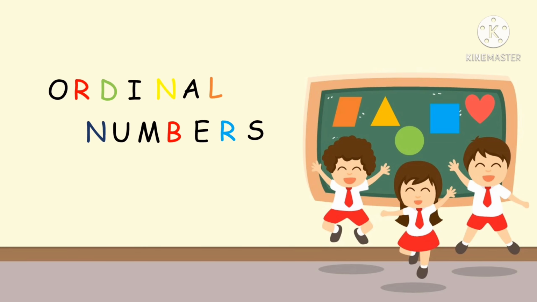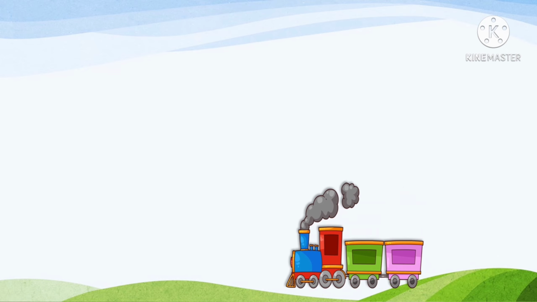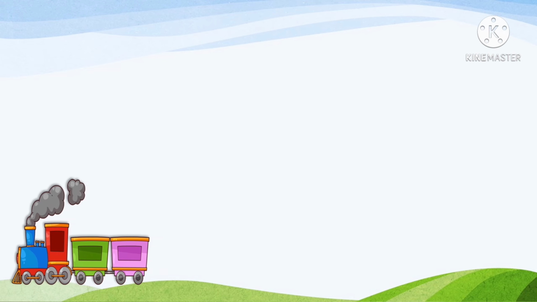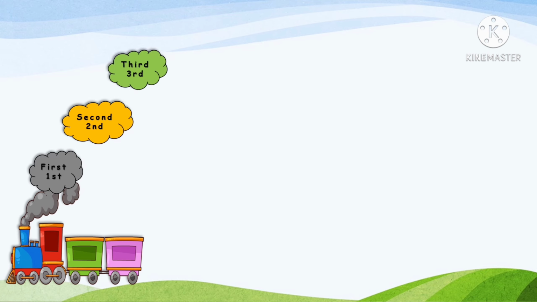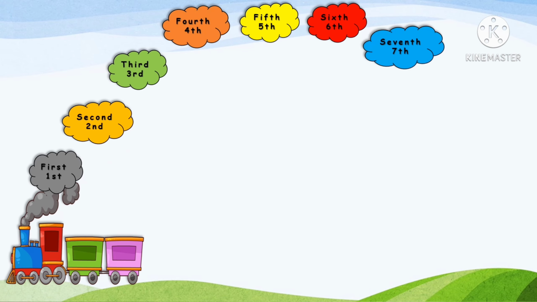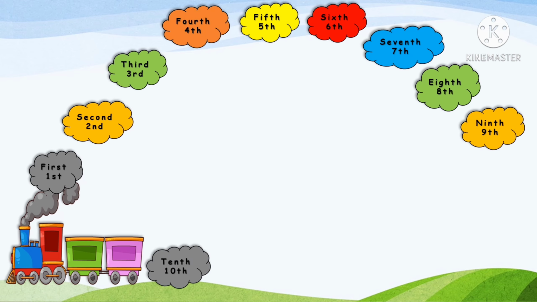Ordinal numbers. When objects are placed in order one after the other, we use the ordinal numbers to indicate their position. The ordinal numbers are first, second, third, fourth, fifth, sixth, seventh, eighth, ninth, 10th.